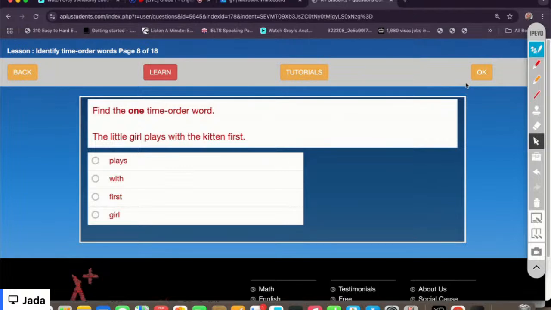So the little girl plays with the kitten first. What would be the one time other word here? It would be first.